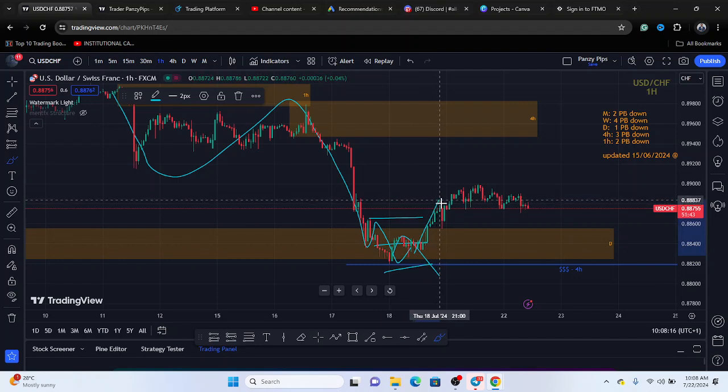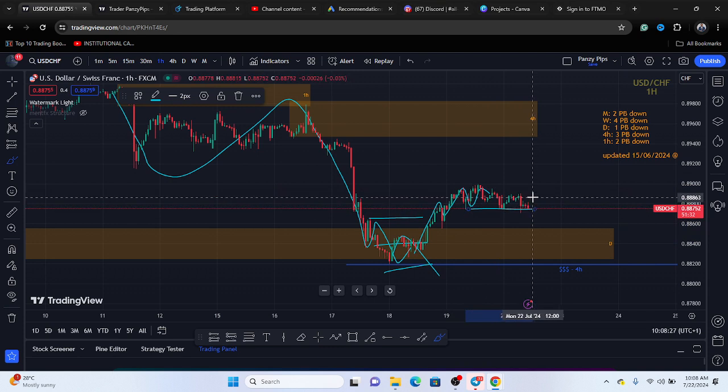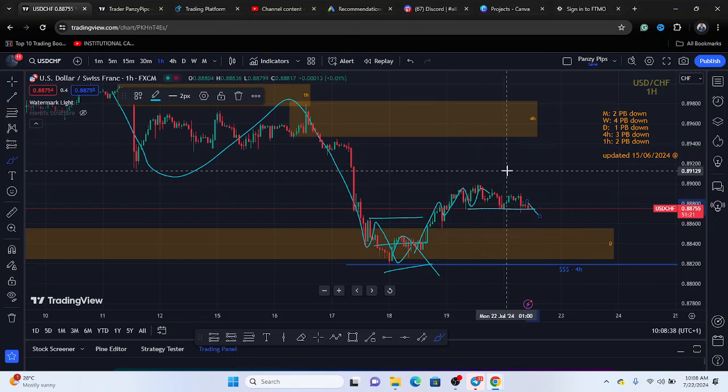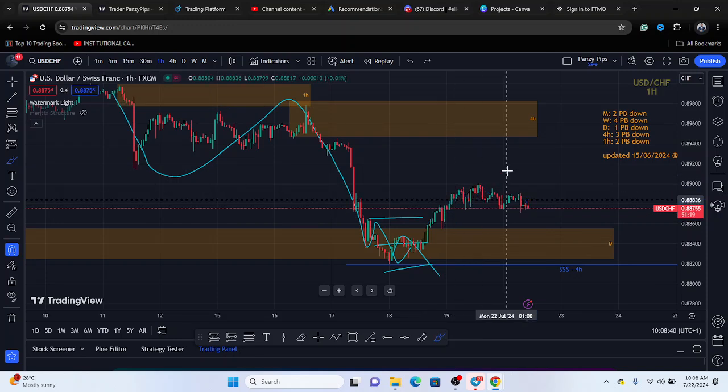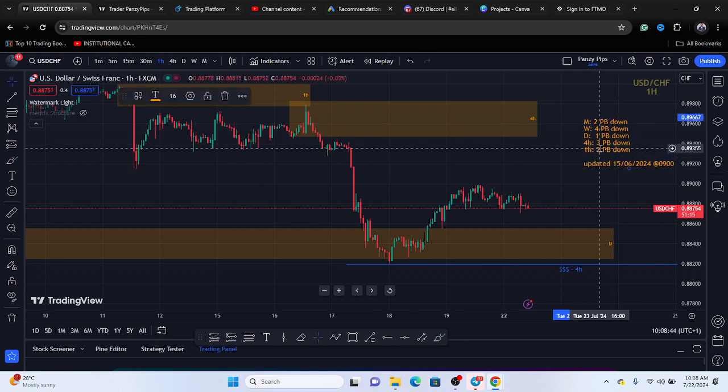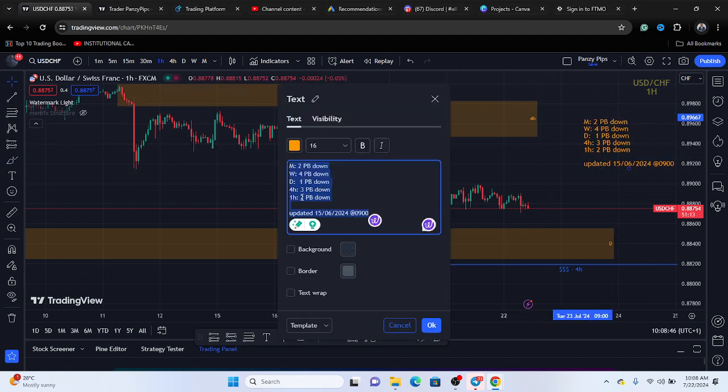So that's 1 PB up, pull back, 2 PB up, pull back, 3 PB up, pull back. Protected low is here. Price might just crash through it and take out the current bullish perspective on the 1 hour. But for now, we are on a 1, pull back, 2, pull back, 3. The 3 PB up on the 1 hour. Okay, so 3 PB up.